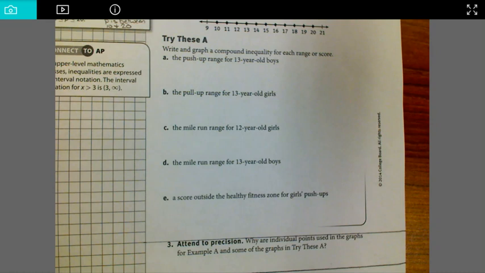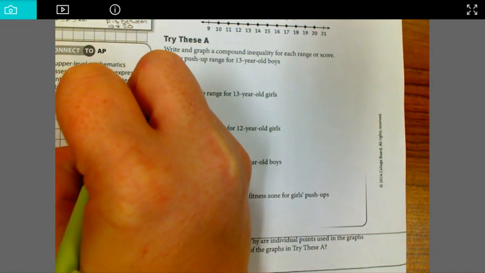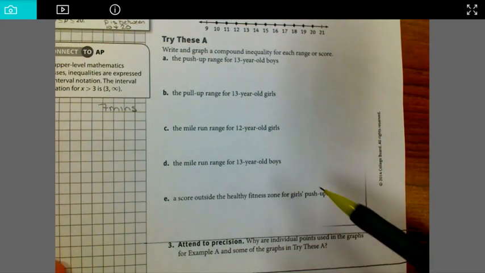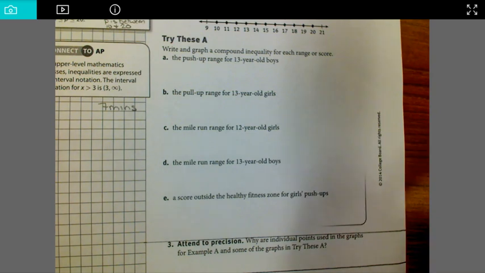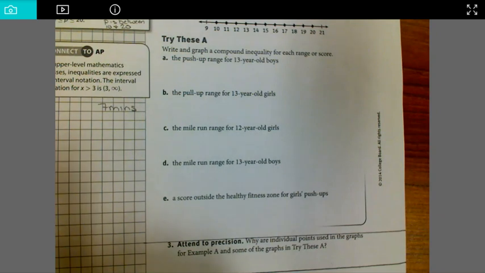Okay, so what I want you to do is take about 7 minutes to work through problems A, B, C, D, and E. And on the next couple of slides, you're going to be doing a drag and drop for each particular problem, selecting the right graph and the right compound inequality. So go ahead, work on your questions for the next 7 minutes, and then continue on to the drag and drops. Good luck.